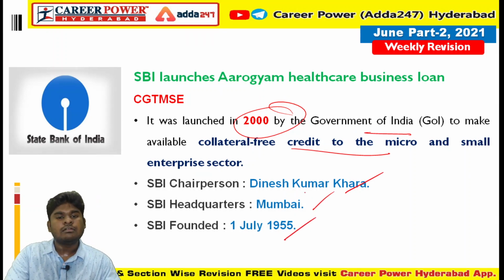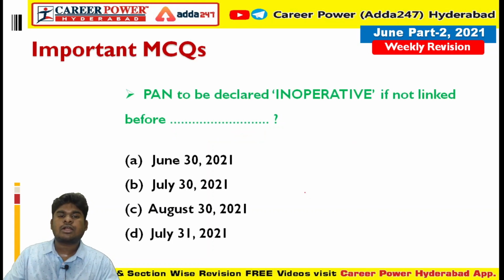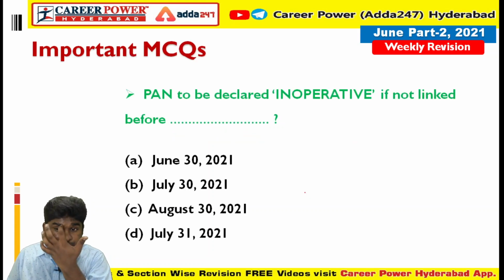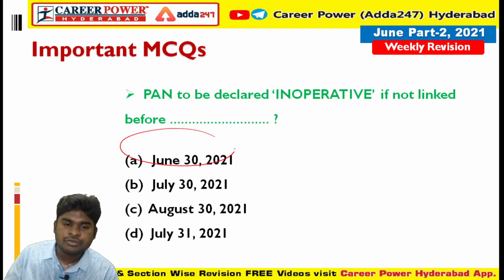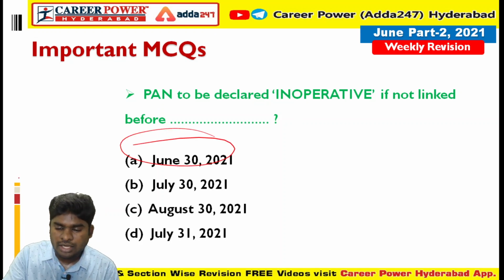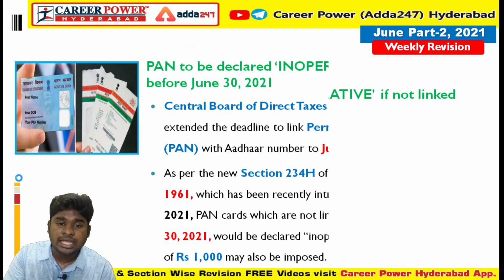Next, coming to economy news: PAN is to be declared inoperative if not linked by June 30, 2021. So please link your PAN before June 30, 2021, or else you will have a penalty also.